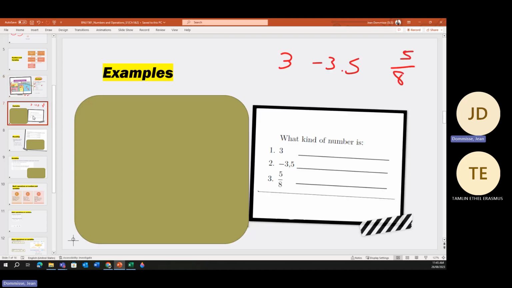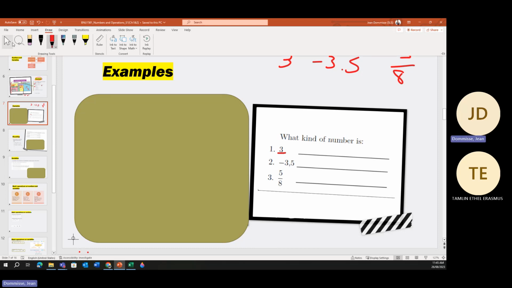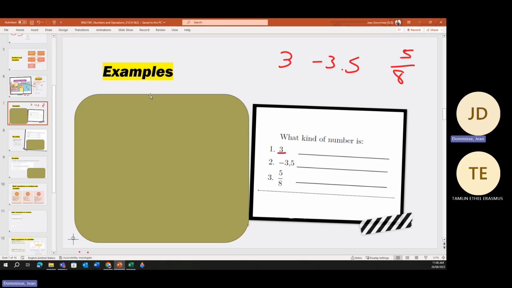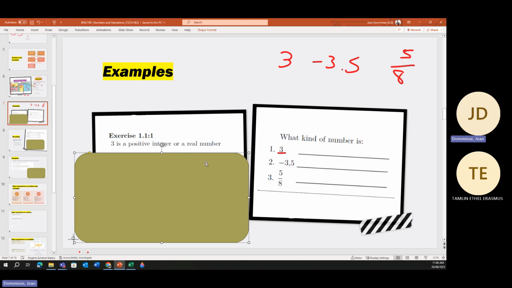So we can look at the first one and say, okay, sure, that's a whole number, but that can also be an integer. So there's a few things that this first one could be. So if you look at it, it's a real number, it's a whole number, it's also a positive integer. So any one of those will be correct. So again, with a lot of these, there might be two or three answers.